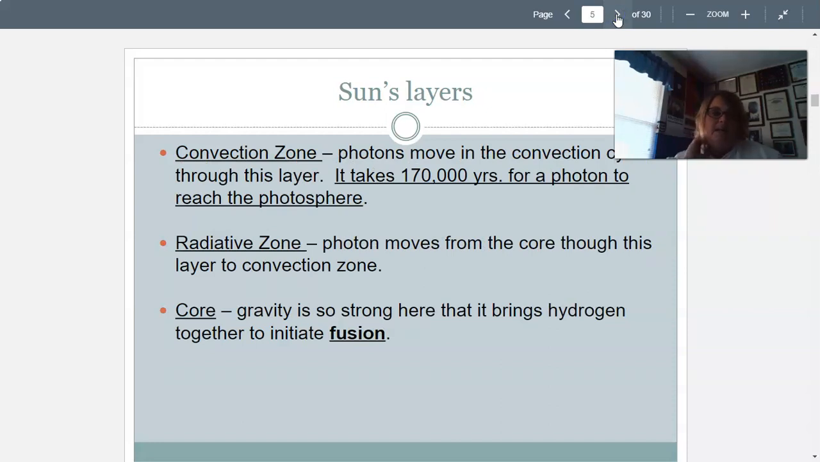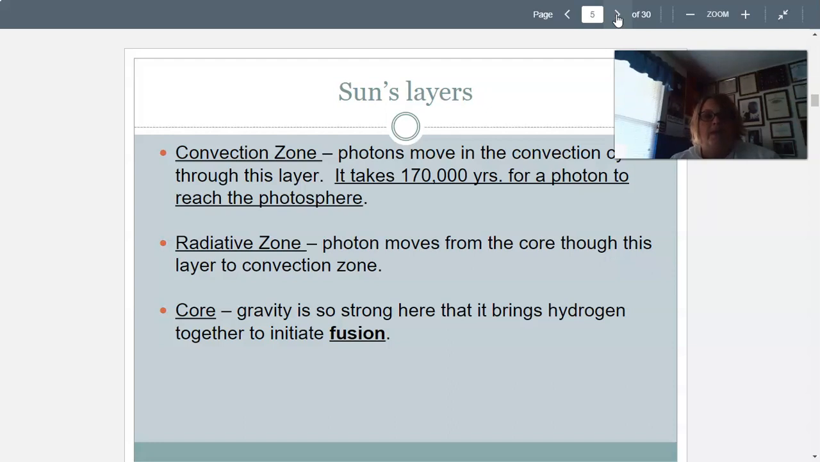Okay, now if we get down out of the sun's atmosphere and we go to the convection zone, photons are moving in the convection cycle. So remember heat. Remember the convection cycle. It heats up, it rises, then it hits the top and it cools down and it goes back down. It's a circle, a cycle. Okay, it takes 170,000 years for a photon to reach the photosphere.